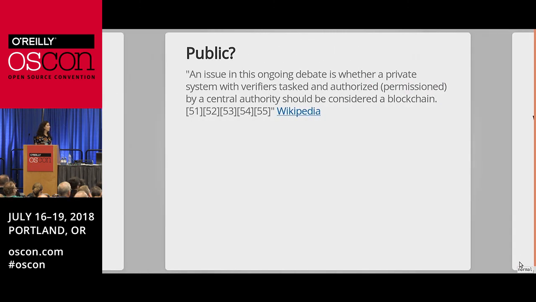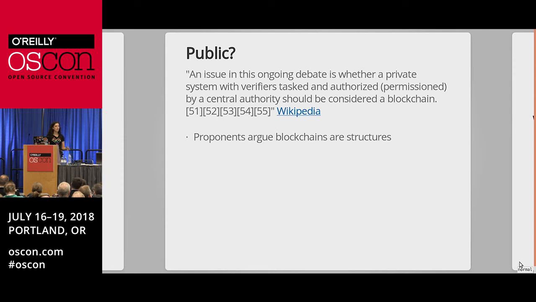Okay, so the question of whether a blockchain needs to be public is very controversial. I really like this quote from Wikipedia: "An issue in this ongoing debate is whether a private system with verifiers tasked and authorized by a central authority should be considered a blockchain." And then there's 5 citations. So this is a very controversial topic. Proponents argue that blockchains are just structures and that there are a lot of valid use cases for private permissioned chains, and I think that there are.